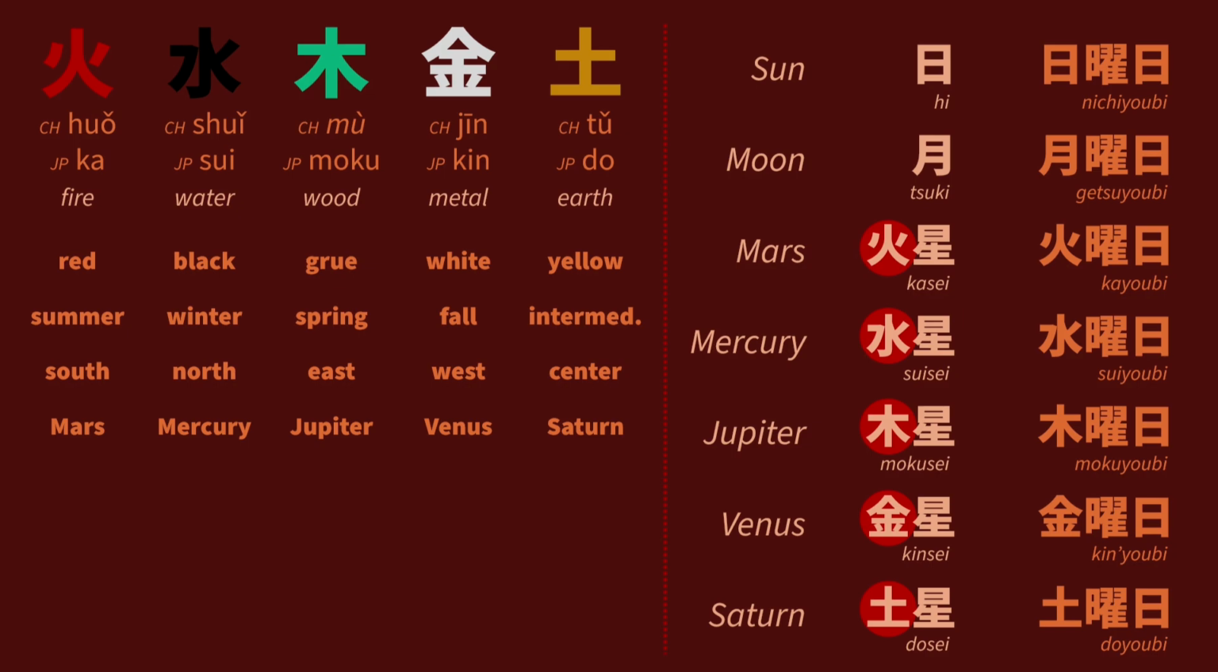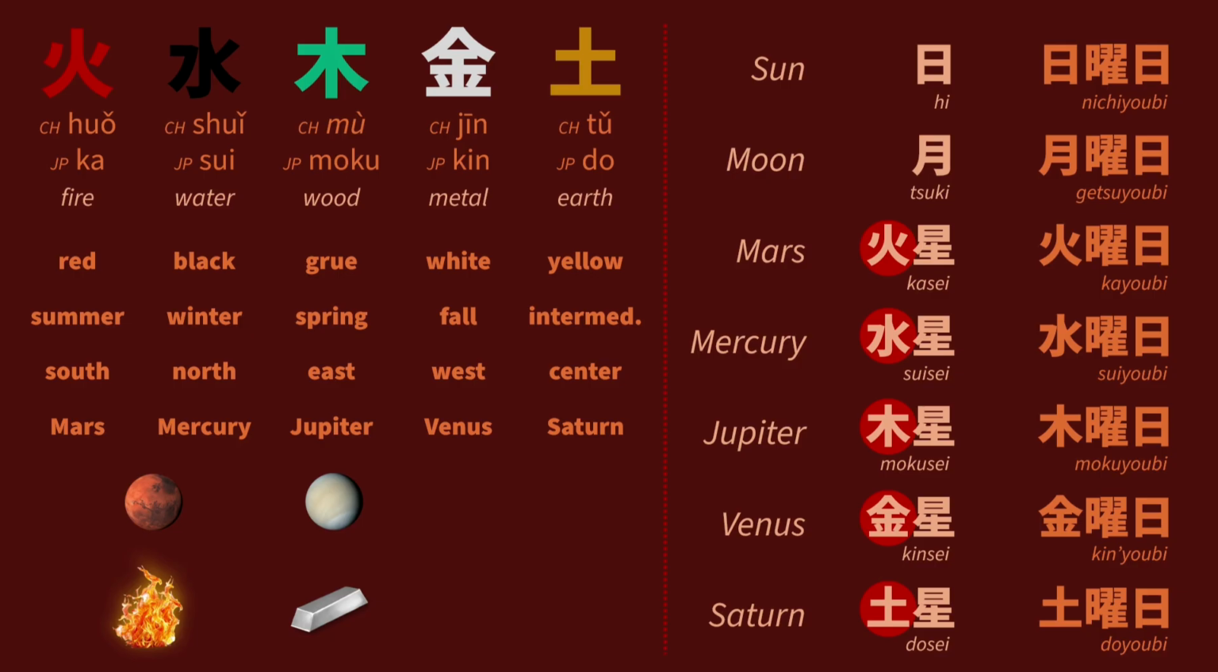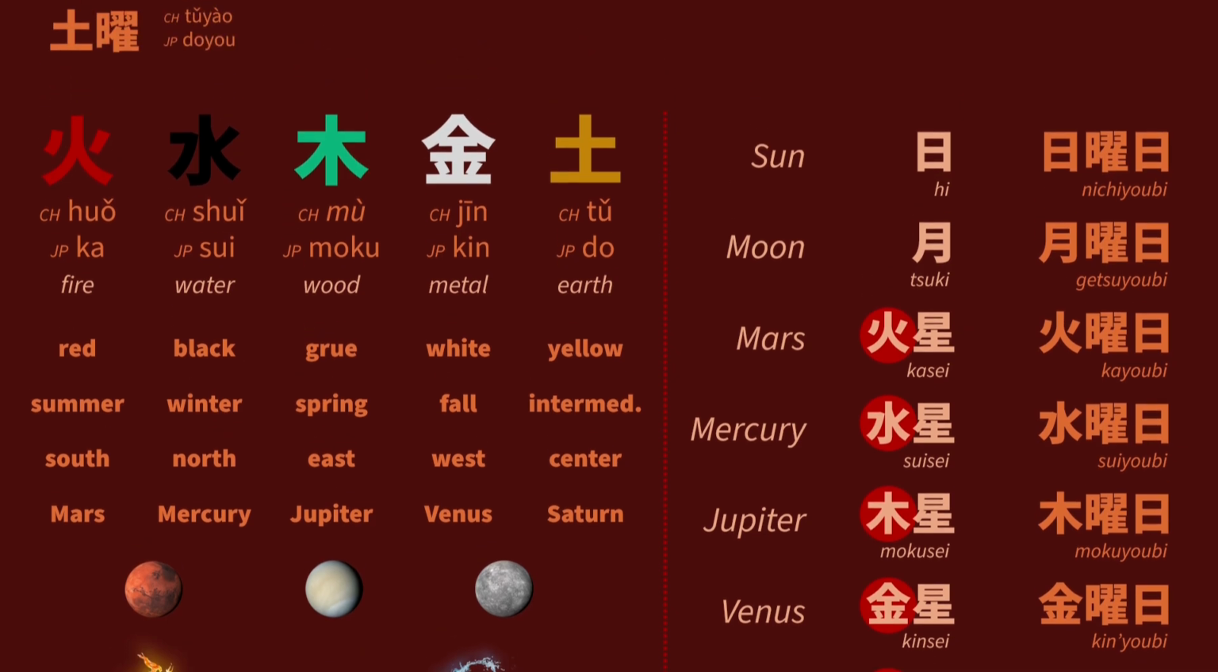As to why those elements specifically were assigned to their respective planets, unfortunately I haven't found any conclusive evidence, except that Mars is fire because it's red, and Venus is metal because it's white. And according to Japanese Wikipedia, Mercury is water because water flows fast and Mercury also moves fast, so, yeah, I don't know where they got that information from, so take it with a grain of salt.